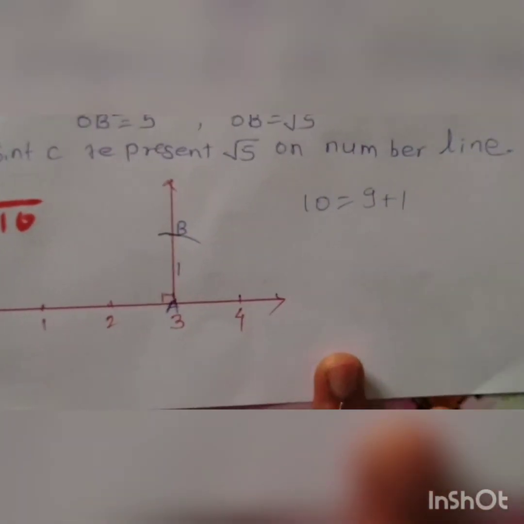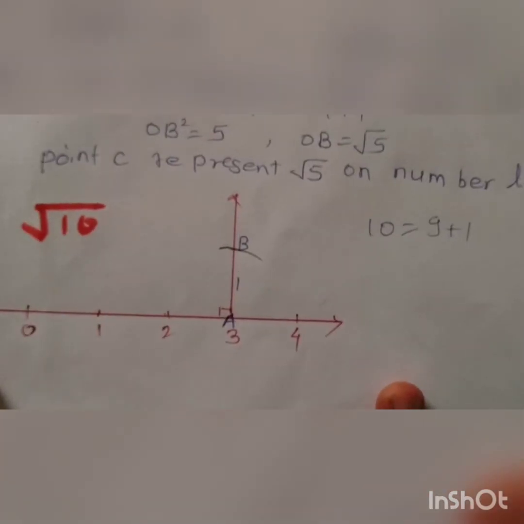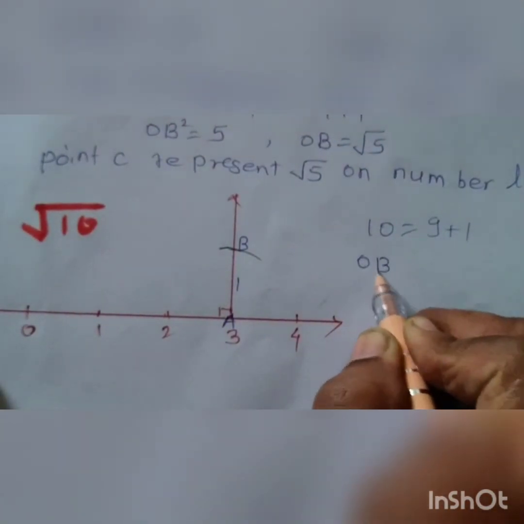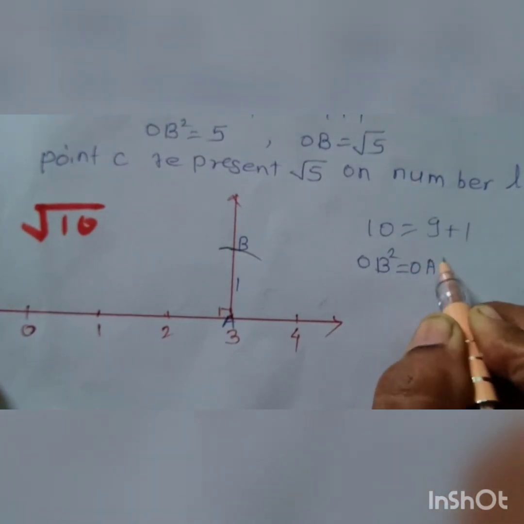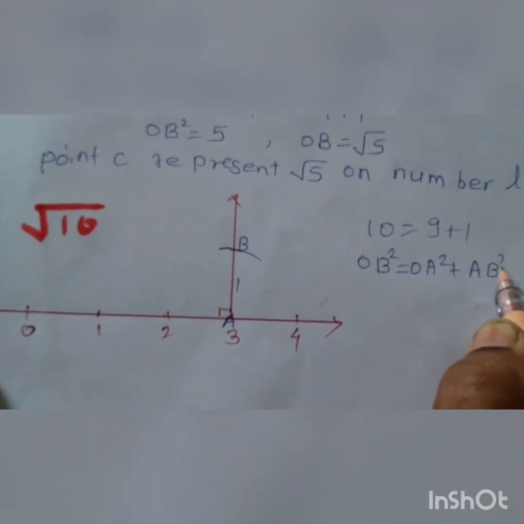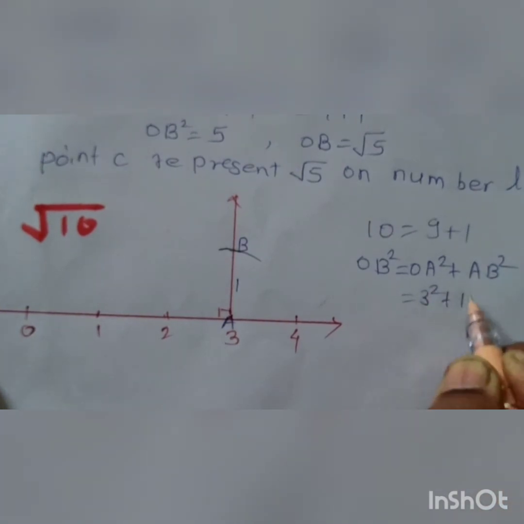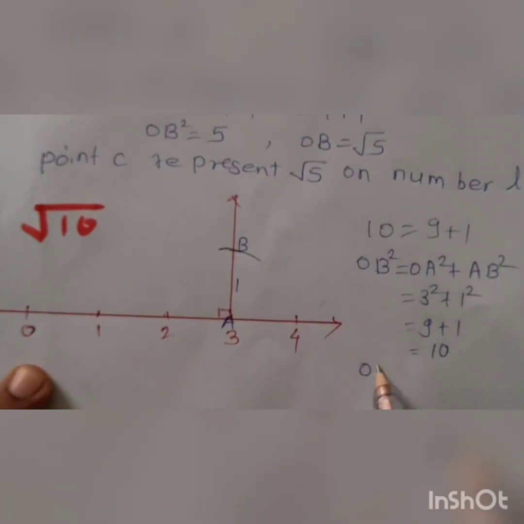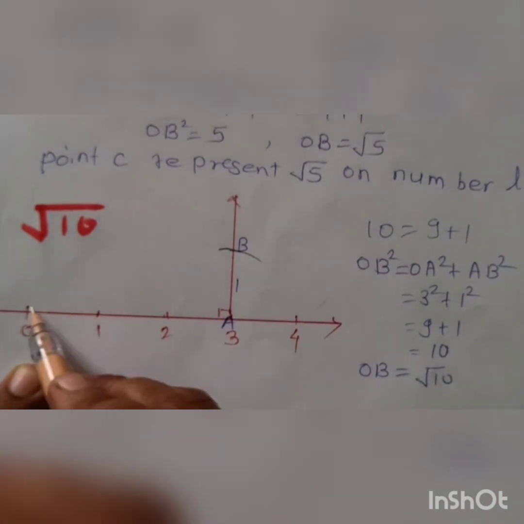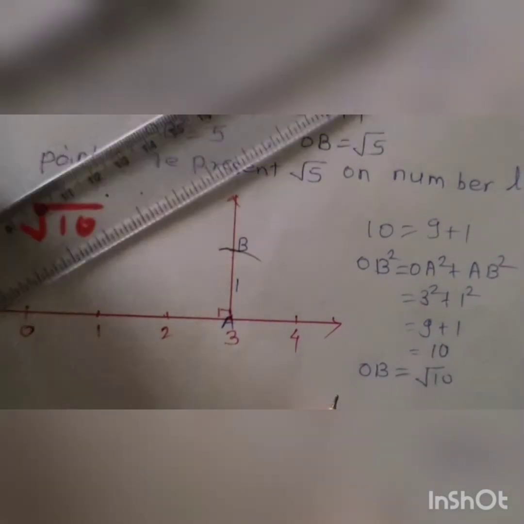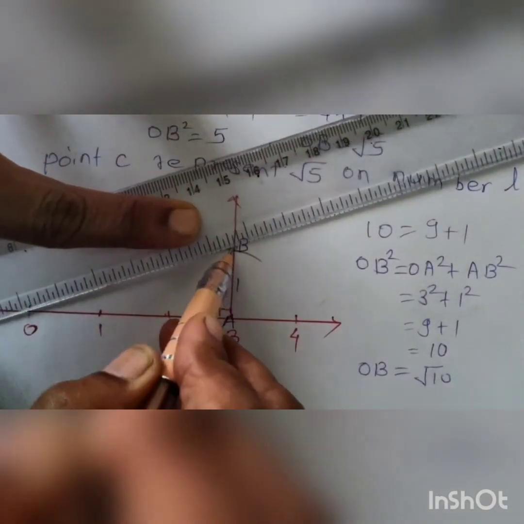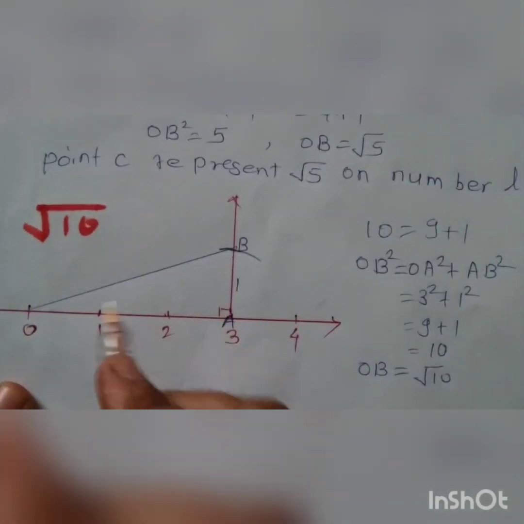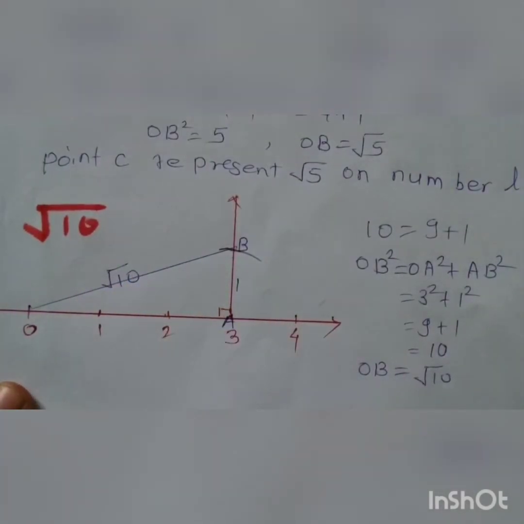Again apply Pythagoras to right angle triangle OAB. We obtain OB square is equal to OA square plus AB square. OA square means 3 square plus 1 square, that is equal to 9 plus 1, that is equal to 10. Taking square root we obtain OB is equal to root 10. Joining this segment OB, we obtain this distance OB is root 10.